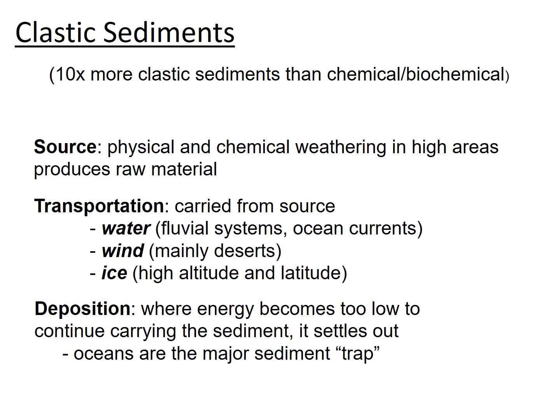The source for the clastic sediments is physical and chemical weathering in high areas, which produces this raw material. For example, think about the high areas where you're going to start a mountain. That is a good place for a lot of weathering and abrasion, making a lot of rock fragments, because it's a high energy environment with a lot of erosion. And sediments are transported via water, wind, and ice.